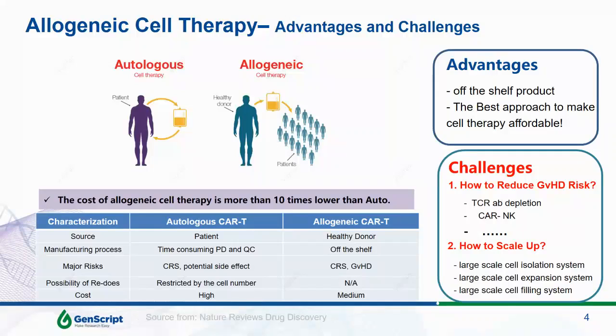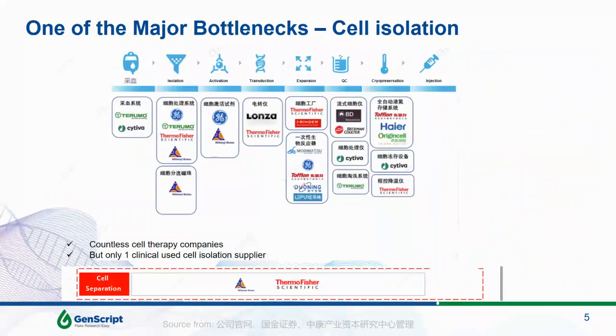However, there's no clear answer for the challenge of larger sample size regarding the devices or instruments for each step, such as isolation, expansion, or fill and finish. Among CAR T production, we can see for each step there are multiple suppliers. However, for the cell isolation reagent, more specifically clinical-use cell isolation beads, there's only one supplier. We know there are countless cell therapy companies, but cell isolation bead supplier, just one.